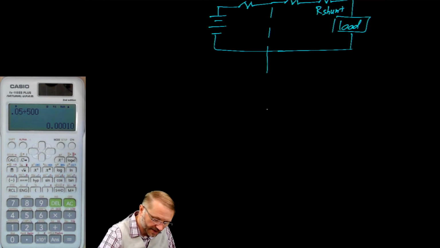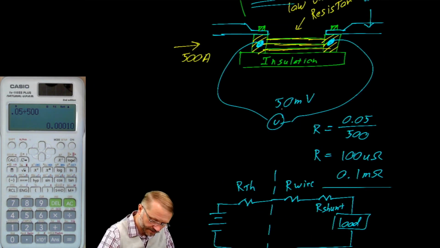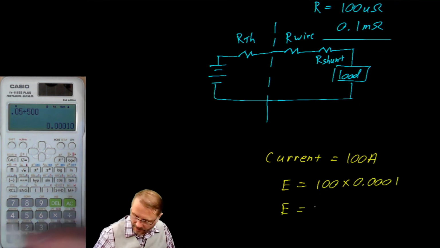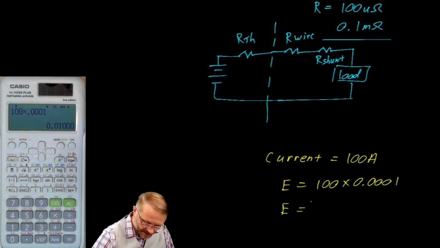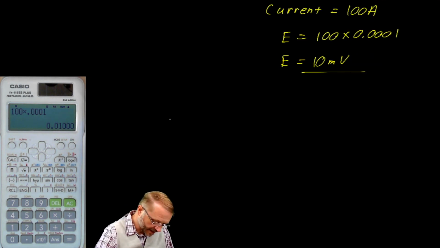As an example, if your current is 100 amps, we would expect the voltage, right? We would expect this voltage here to read 100 times 0.0001, which gives you 10 millivolts. One of the reasons I bring this up is to remind you of something.